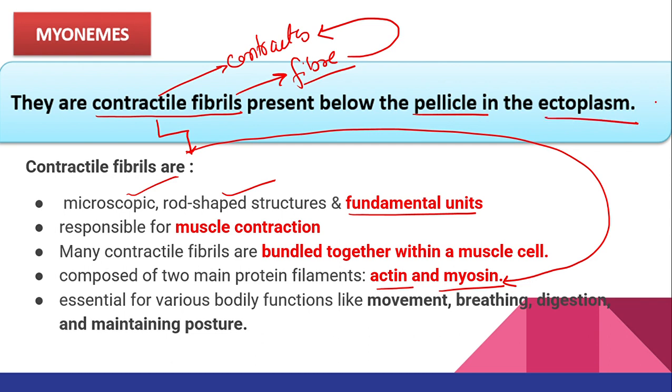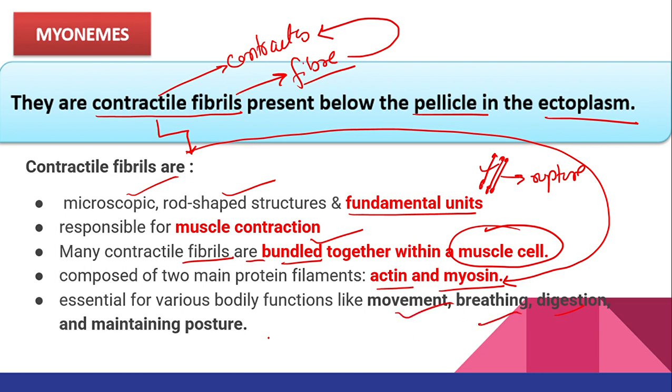Where you will see myoneme, it is again below the pellicle and ectoplasm. Write it in the comment box and tell me which all structure, system or organ you will see below the pellicle. Okay, now many contractile fibers are bundled together. See, if I have one contractile fiber, maybe while contracting it can get ruptured. So what will happen? Many contractile fibers will unite together. While uniting, what does it form? It forms a bundle. Now it is easy for the bundle to contract rather than the single contractile fiber, correct? So we will see the bundle where it will be present in the muscle cell.